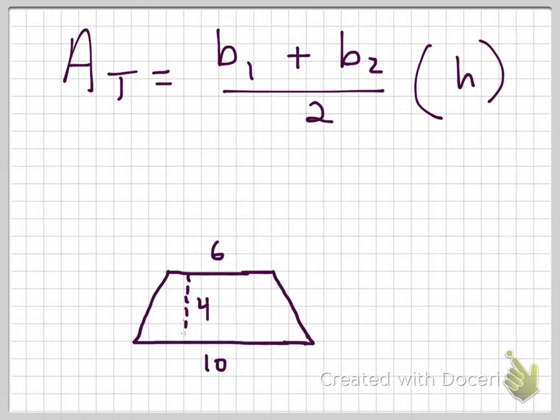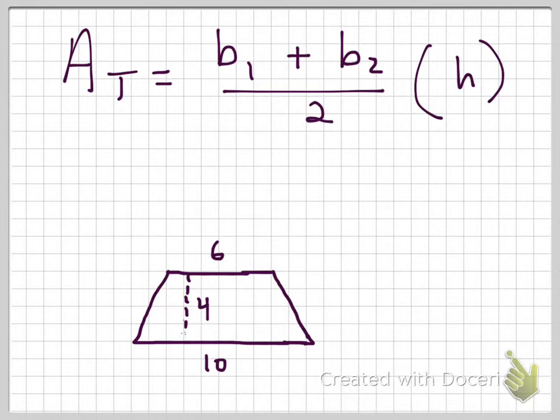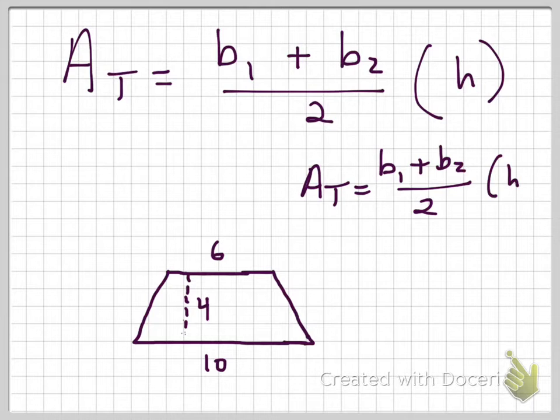Let's look at how those are going to work for the formula. My base down on the bottom, I'm going to call base 1. My 6, I'm going to call base 2. And my 4 is going to be my height. Let's plug those into the formula. I'll rewrite the formula here. The area of the trapezoid is equal to base 1 plus base 2 over 2 times the height.